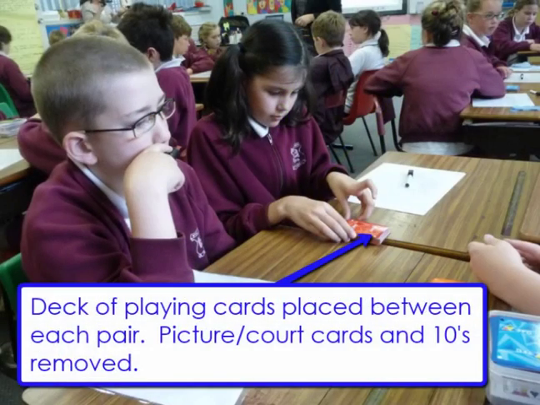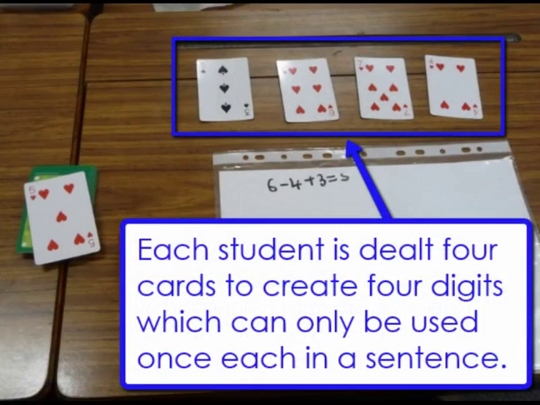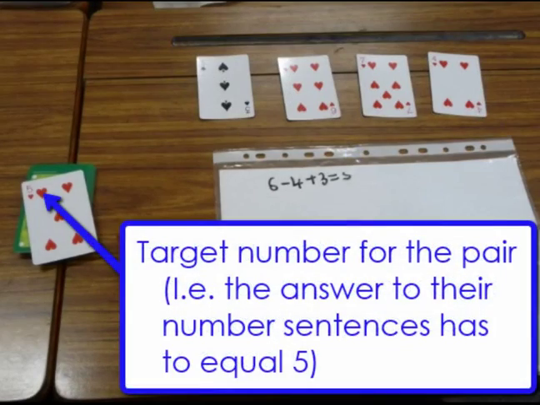The task requires students to place a deck of playing cards face down between them with the picture or court cards and the 4 tens removed. They each take 4 cards from the deck and place them at the top of their table face up. These are then their 4 digits to use, each once only. The top card on the deck is turned over and this becomes the target number for the pair.